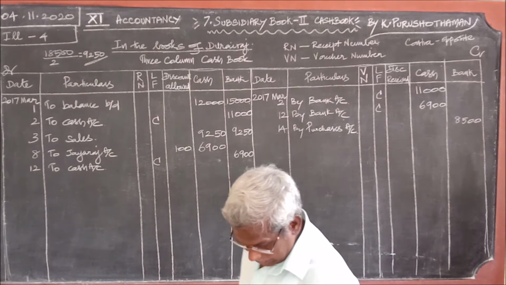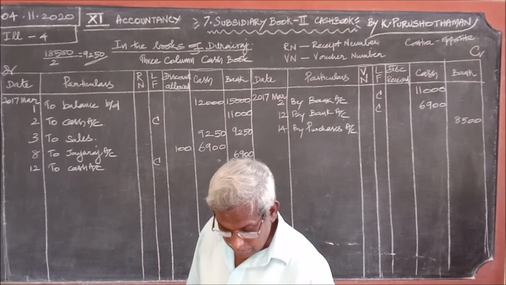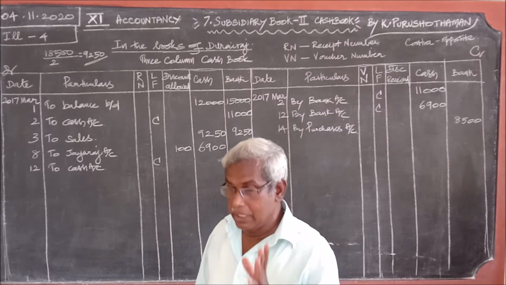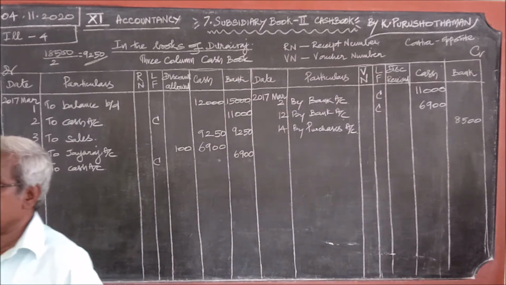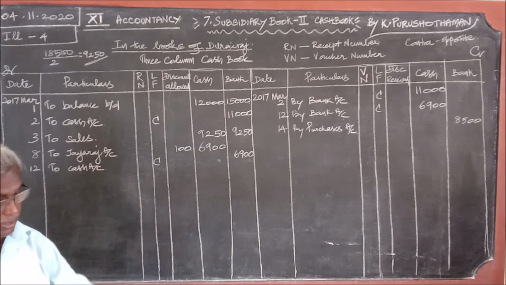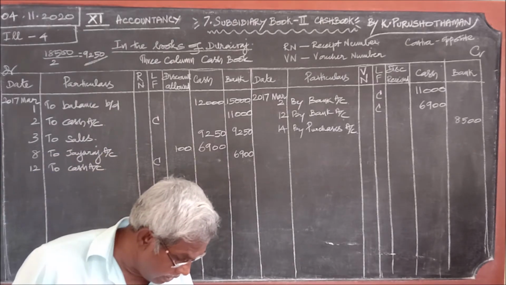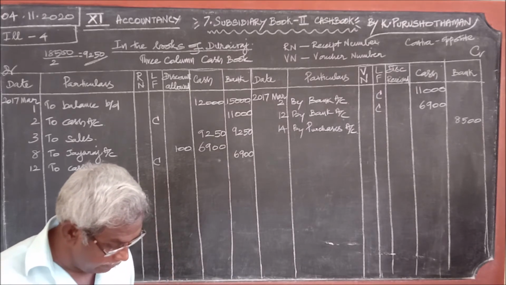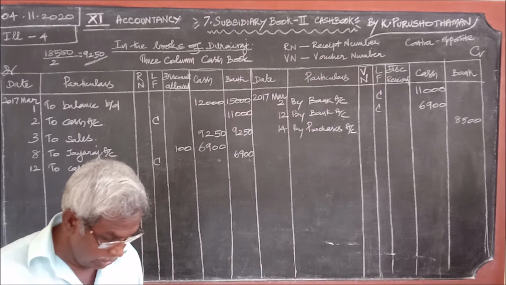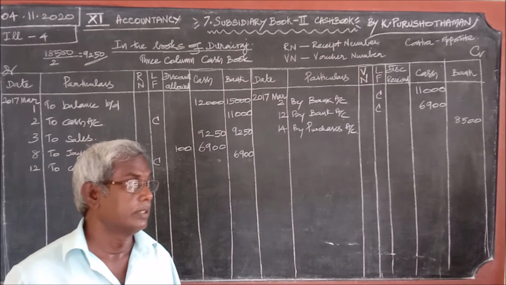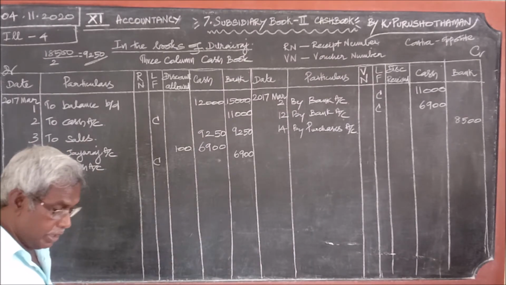Then on 15th, bought goods from Murali on credit. Goods are bought on credit, so for a credit transaction there is no entry. Leave it. Then, on 19th, received a check from Kannappan in full settlement of his account, 2000. Kannappan is the person the check is received from.